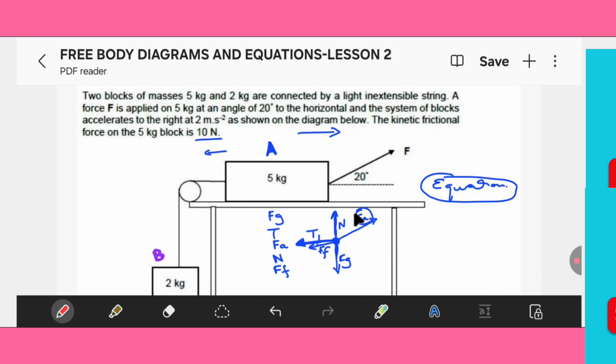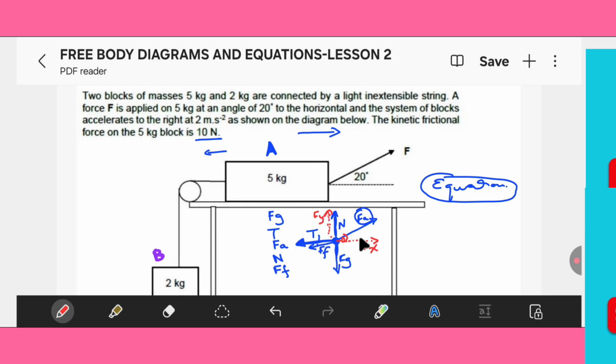So we know that if we're having the force that is acting at an angle like that, this force has two components, the F at x. We don't draw that on the free body diagram, however we know that it exists. So we just have to know at the back of the mind that it is existing like that. And we also have F at y.